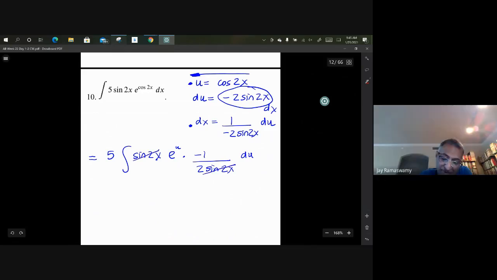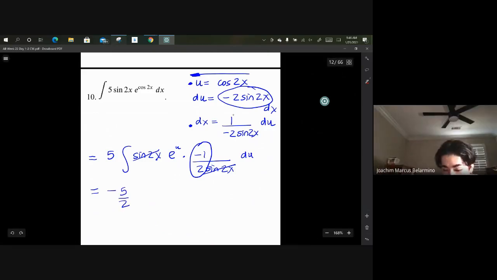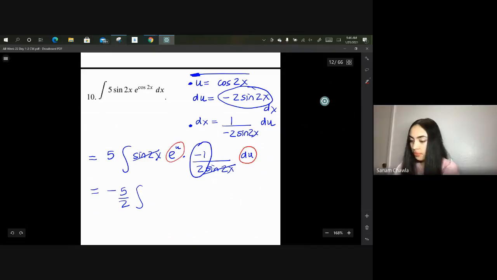Now, everybody, look at the board. Look at what I'm circling. I encourage you to circle. 5/2. Can I take out the negative 1/2? Yes. So the number out front becomes negative 5/2. I'm highlighting the leftover so you can see what's going on. Is the leftover only e^u du? Yes.